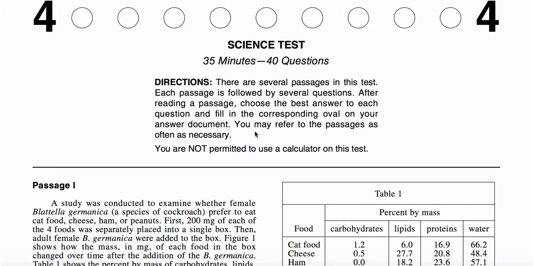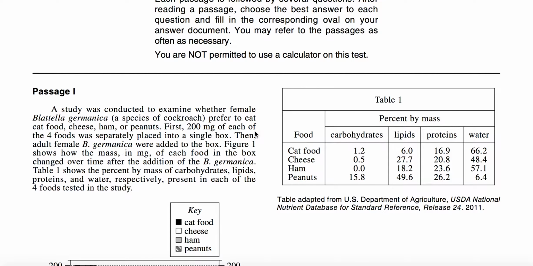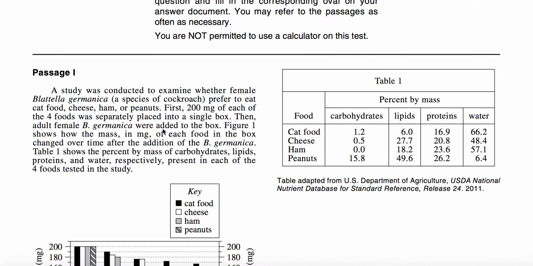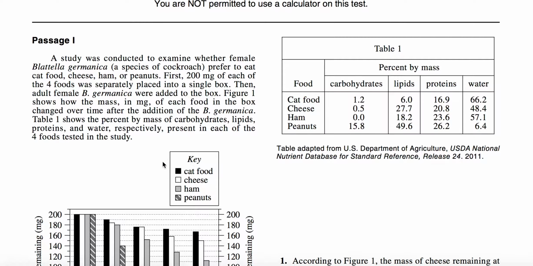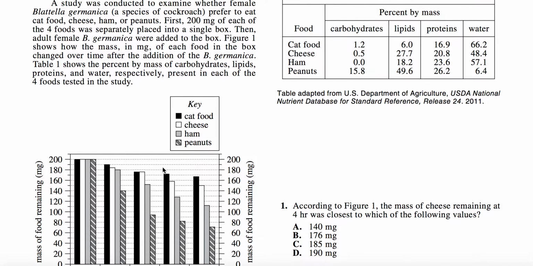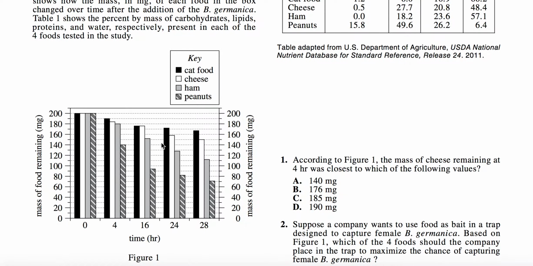All right, ACT science. A study was conducted to examine whether females preferred to eat cat food, cheese, ham, or peanuts. We got 200 milligrams of the four foods, and figure 1 shows us how the mass of each food in the box changes over time. This is the mass of food remaining on the y-axis, and time goes across the x-axis.